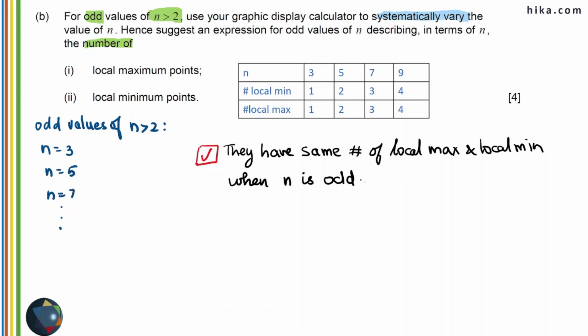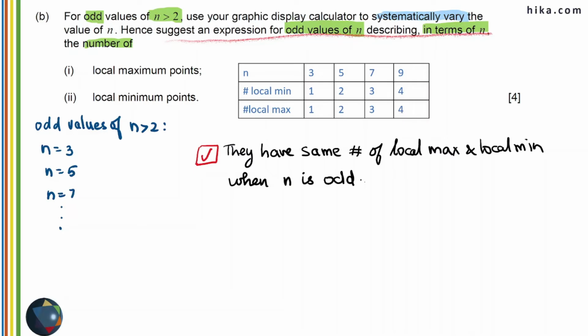So now you are asked to suggest an expression for odd values of n in terms of n. So this is the next task for you. You are going to suggest a pattern for odd values of n for the number of local maximum and number of local minimum points in terms of n.